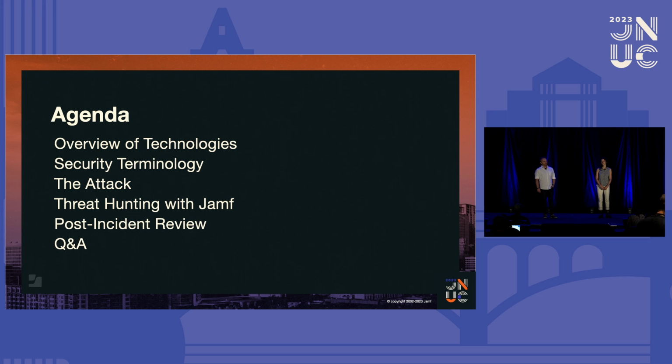So today we're going to be going through a few different technologies that you may or may not be familiar with. We're just going to level set at the start and talk about some things to make sure we're all on the same page. We're going to do the same with some security terminology as well. And after that, we're going to dive into a little bit of a role play. There is an inside attack here at Acme Corporation. And so we're going to lay out that attack, and then we're going to hunt that attack and remediate it with Jamf Protect. We're going to host a post-incident review, and there will be time for questions at the end.